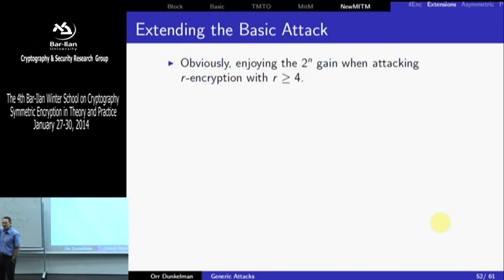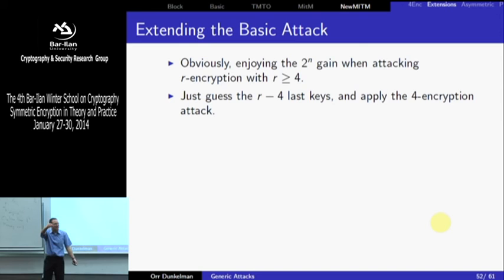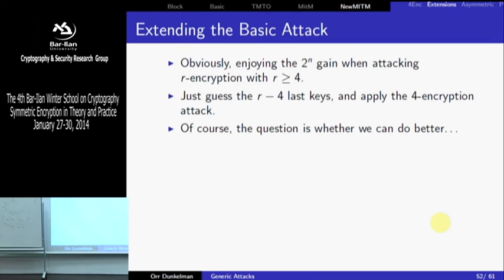So, let's try to extend this attack, and I'm going to show very quickly several ideas how to gain more. Let's assume that somebody heard that 4 encryption is just like 3 encryption, and we want more security. What should we do? 5 encryption. Can you attack 5 encryption faster? Of course. Just guess the last key and apply the previous attack. So the gain remains the same. We save 2 to the 64 in the memory complexity, and that's it, which is very nice, but can we save more?